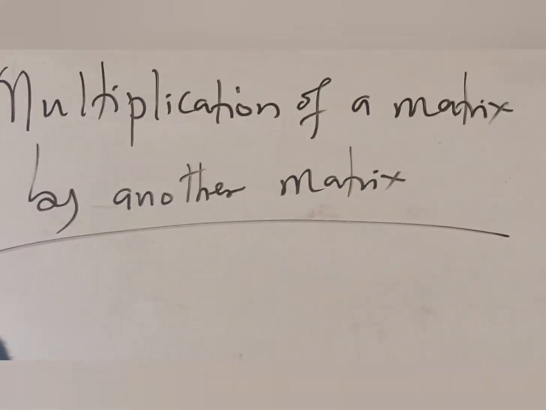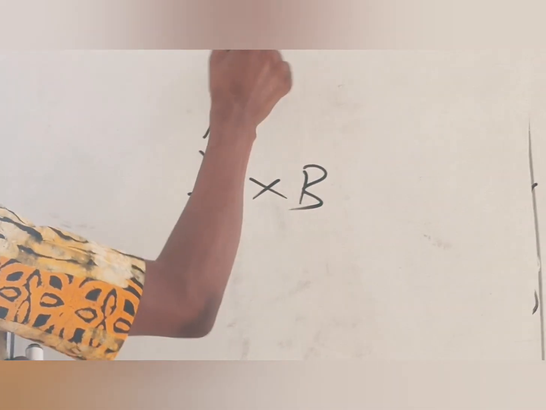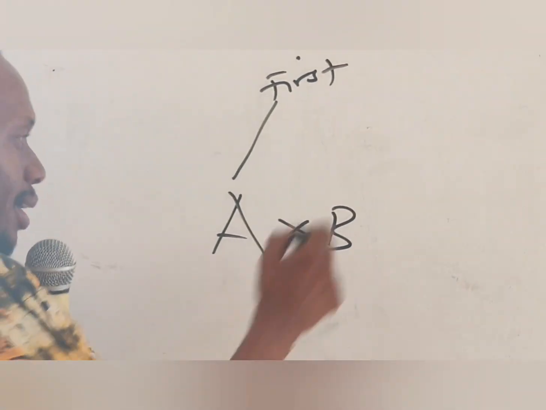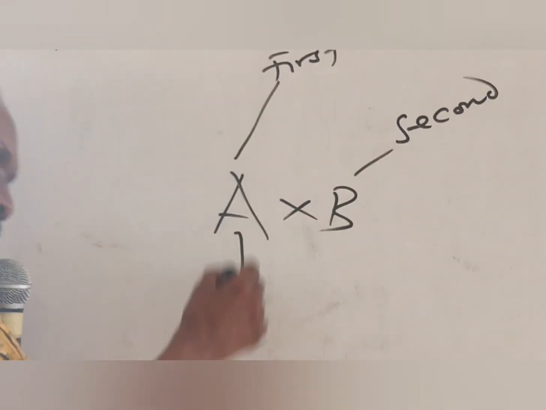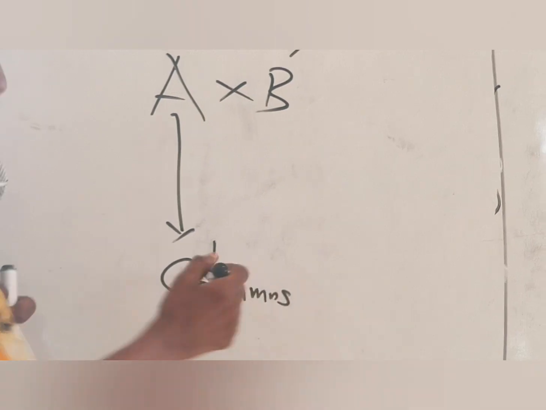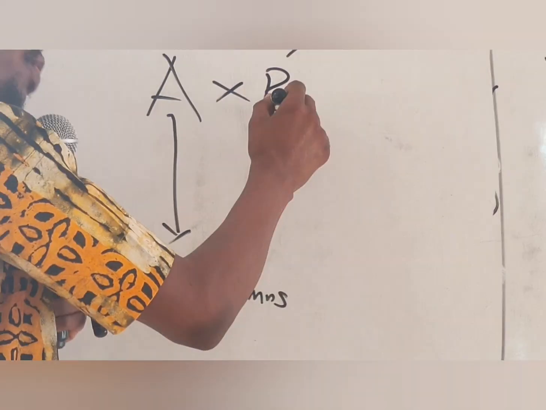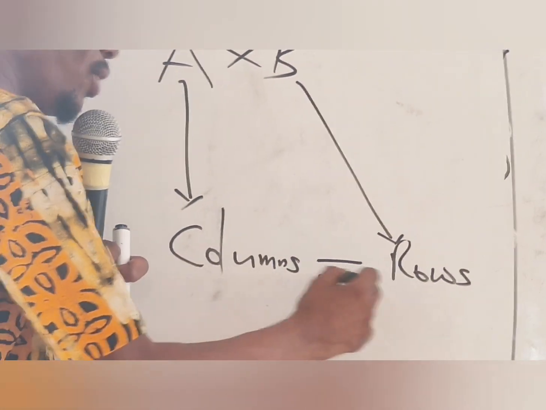Now, there is another rule for the result after multiplying a matrix by another matrix. You should know that before I can multiply matrix A by matrix B, so I wrote it like this: find A by B. This is my first matrix, and this is my second matrix. Look for the number of columns of the first matrix, and look for the number of rows of the second matrix, and see whether they are equal.